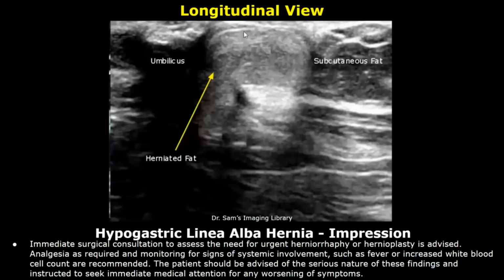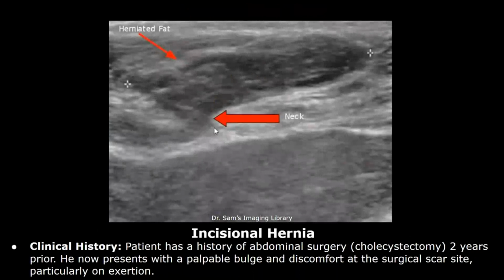This is a report for incisional hernia. Clinical history. Patient has a history of abdominal surgery, cholecystectomy, 2 years prior. He now presents with a palpable bulge and discomfort at the surgical scar site, particularly on exertion.